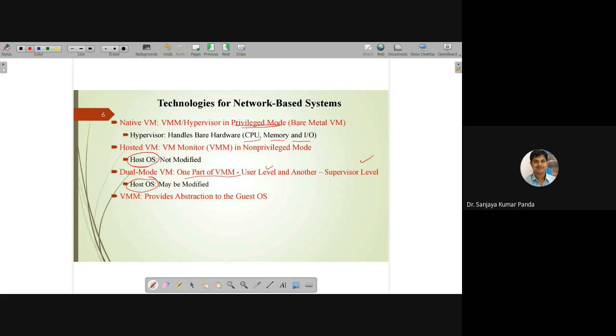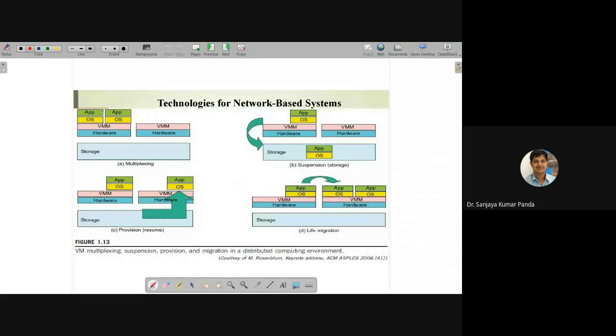Like that we have four different architectures, and you can do a couple of operations with the help of virtual machines. There are four different concepts you can look into. The first one is called multiplexing. In the multiplexing case, what do we have? We have storage, and on top of the storage we have hardware. Let's say I'm taking a part of the storage and I want to create some virtual machines. I'm taking another part and building another set of virtual machines.